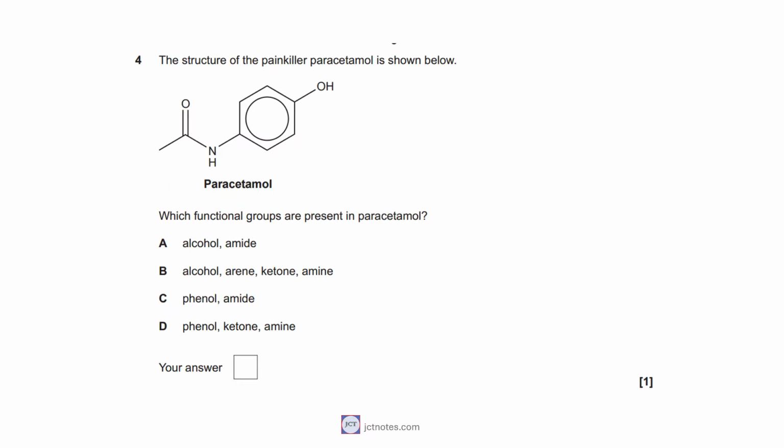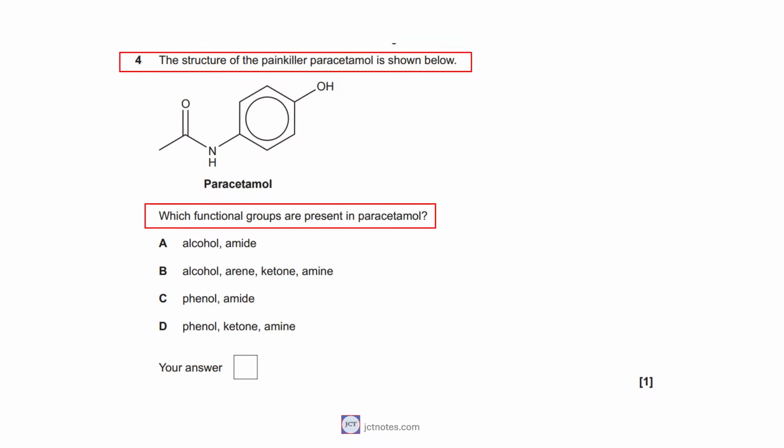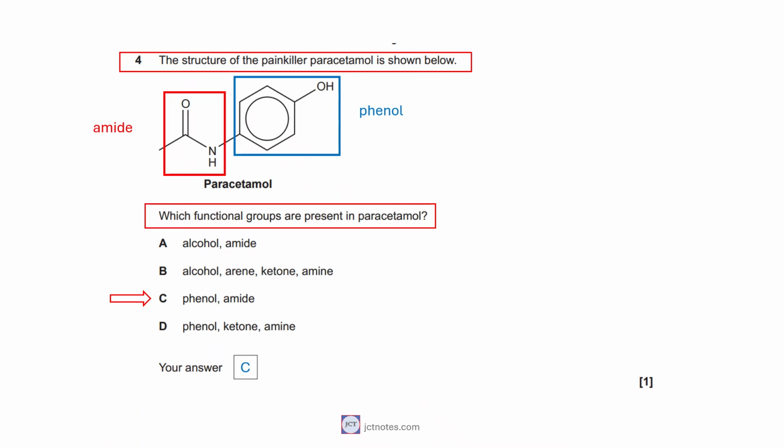In question 4, we are given the structure of paracetamol. We are asked to identify the structure from the four given. In this type of problem, it helps to mark the functional groups. We have a phenol and an amide. The answer is C.